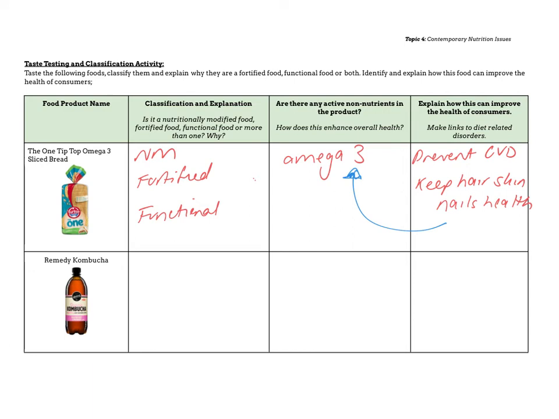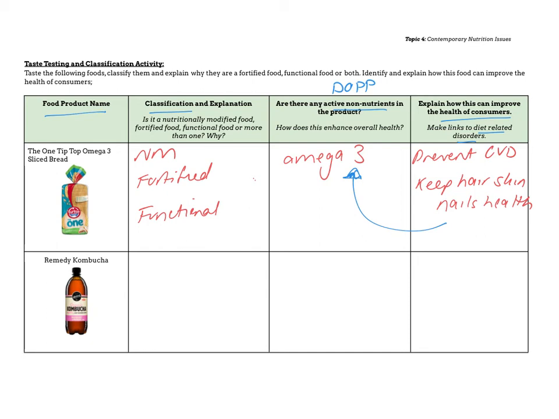So the next activity is going to go through a range of different food products that have been manufactured, and they have been nutritionally modified, fortified, or they're classified as functional foods, and they have active non-nutrients that help to enhance health. So the purpose of this activity is to have a look at what the product is, how it's classified, if there's any active non-nutrients present, so looking at that acronym DOP, and also how it improves the health of consumers, so making links to those specific diet-related disorders.